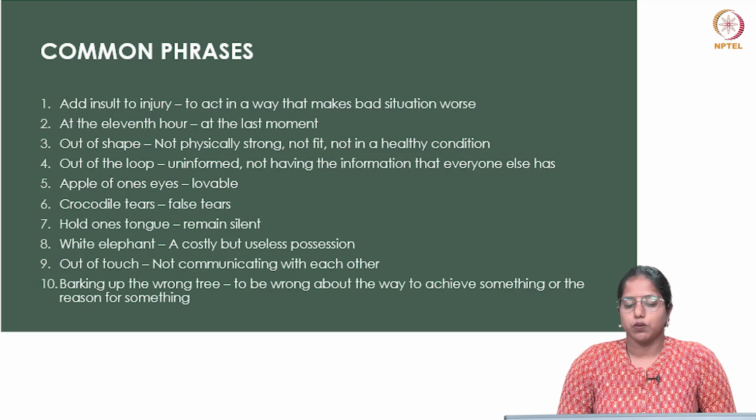अगला phrase है out of loop. इसका मतलब है uninformed. अगर एक आदमी किसी चीज़ के बारे में uninformed हैं तो आप ये कह सकते हैं कि वो out of loop में है. ये phrase हम एक sentence में use करके देखेंगे. She may be out of loop for some time.